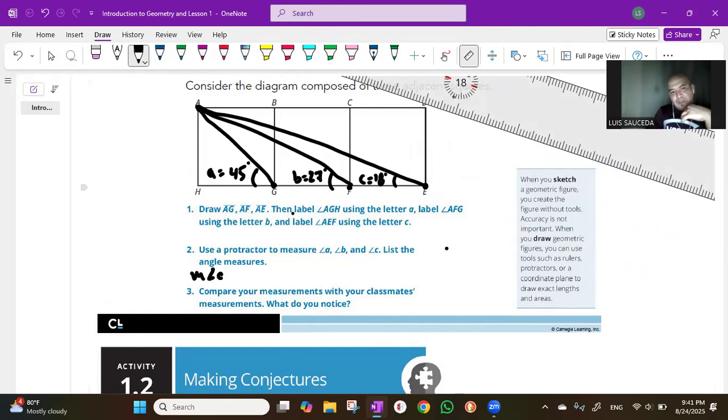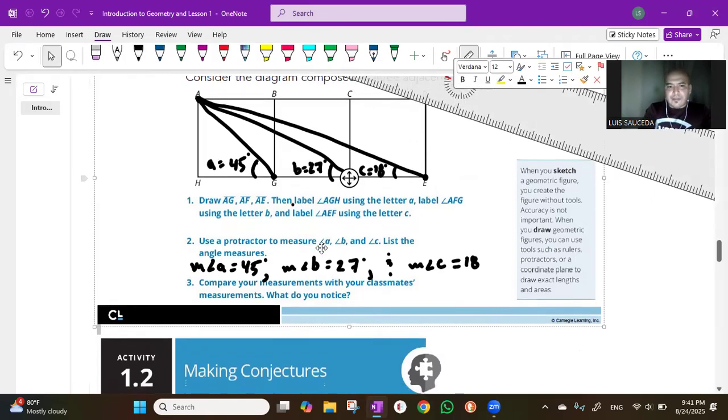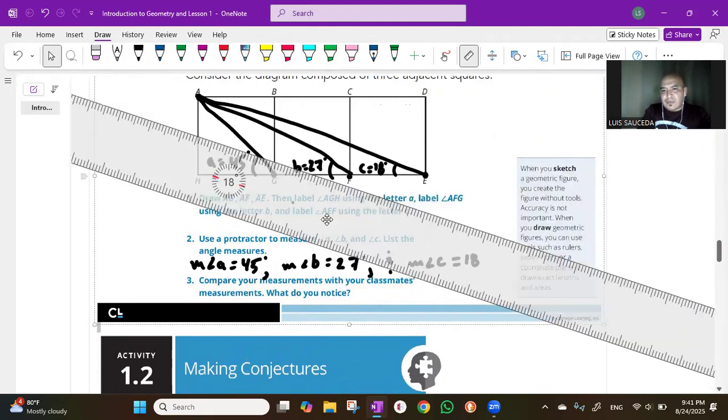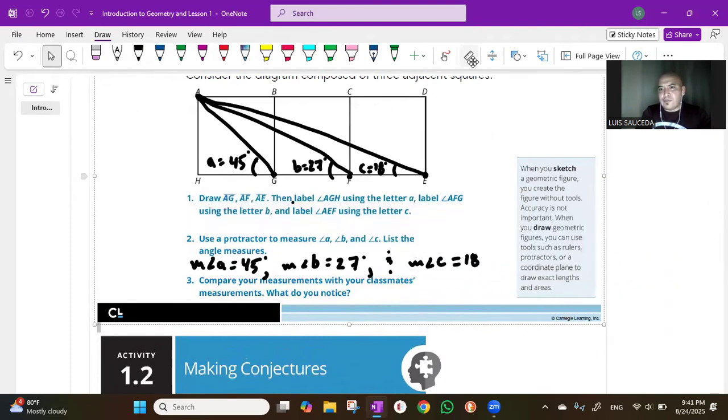So angle measurement of A is 45 degrees. Angle measurement of B is 27 degrees. And angle measurement of C is 18 degrees. Now, the next question is: compare your measurements with your classmates' measurements. What do you notice, right? So when you have this argument, what do you guys notice? So now to get rid of this ruler, just click here.